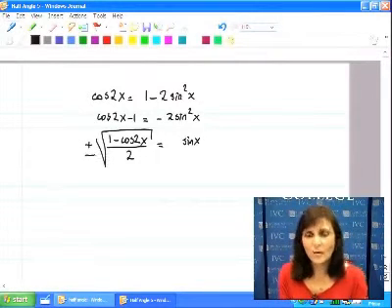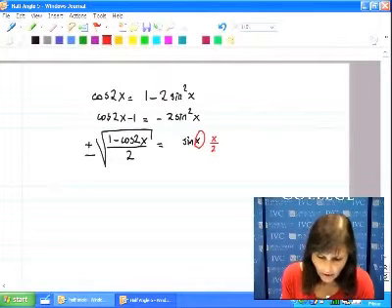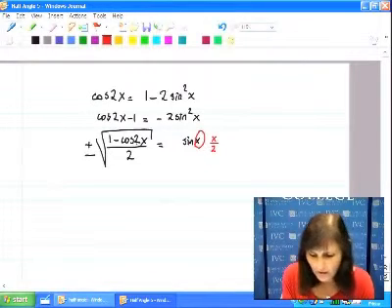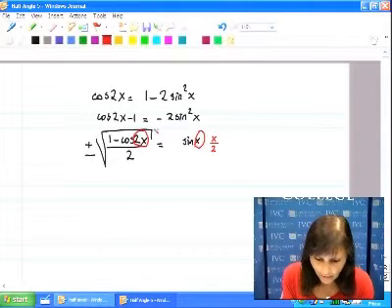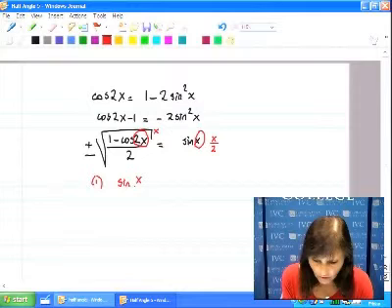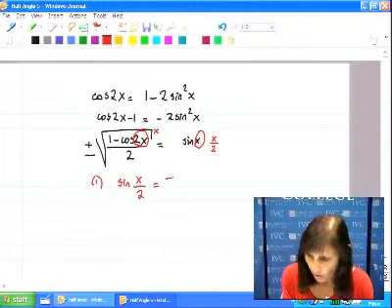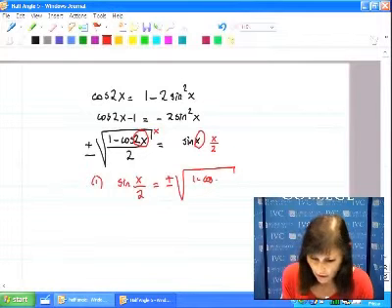Now, let's do a little trick. Instead of x, I'm going to write x over 2. And what will 2x be then? It's going to be 2 times x over 2, which is x. And that will give you the first half-angle formula. Sine of x over 2 is plus or minus the square root of 1 minus cosine x over 2.